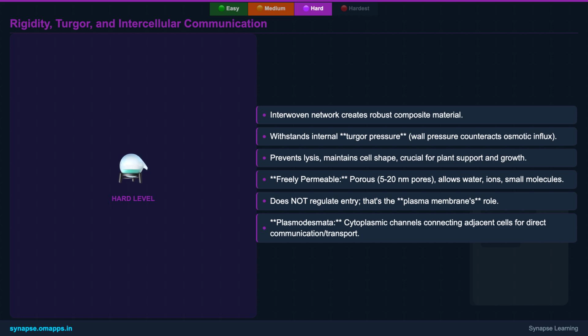Furthermore, while freely permeable to small molecules, the wall also facilitates intercellular communication through plasmodesmata, tiny cytoplasmic channels that connect adjacent cells, allowing direct transport of molecules and coordinating cellular activities across tissues.